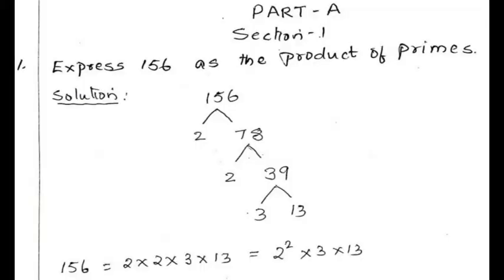Express 156 as the product of primes. 156 divided by 2, we get 78. 78 divided by 2 is 39. 39 divided by 3 is 13. And therefore 156 can be written as 2 into 2 into 3 into 13. That is 2 square into 3 into 13.